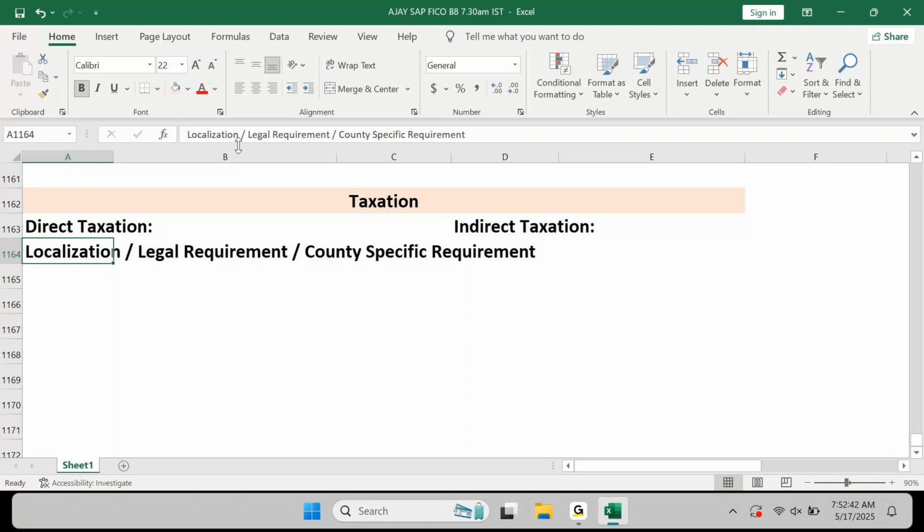Are you becoming a tax consultant? Tax advisor, tax consultant? No. No, sir. We are becoming FICO consultants. All these things are not relevant to us. Your client will make you understand what taxation is applicable to them, what tax conditions are applicable to them.